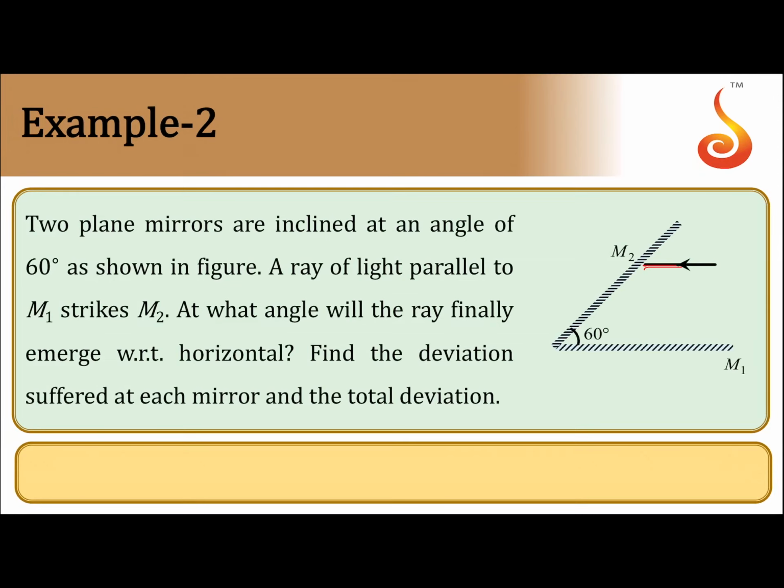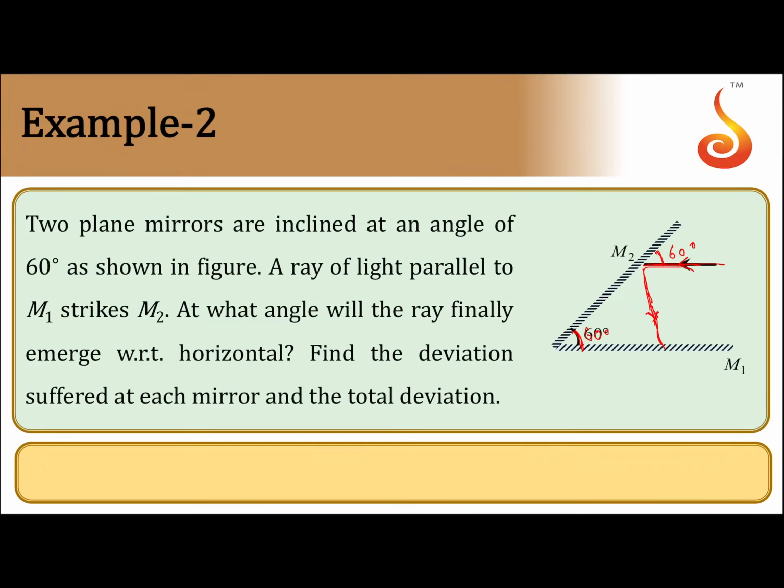A ray is incident on mirror M2. Since the mirror M2 is making an angle of 60 degrees with the mirror M1, which is horizontal, and the light ray is parallel to M1, the angle made by the incident ray with mirror M2 must also be equal to 60 degrees. Now it gets reflected from here after hitting the mirror M2.